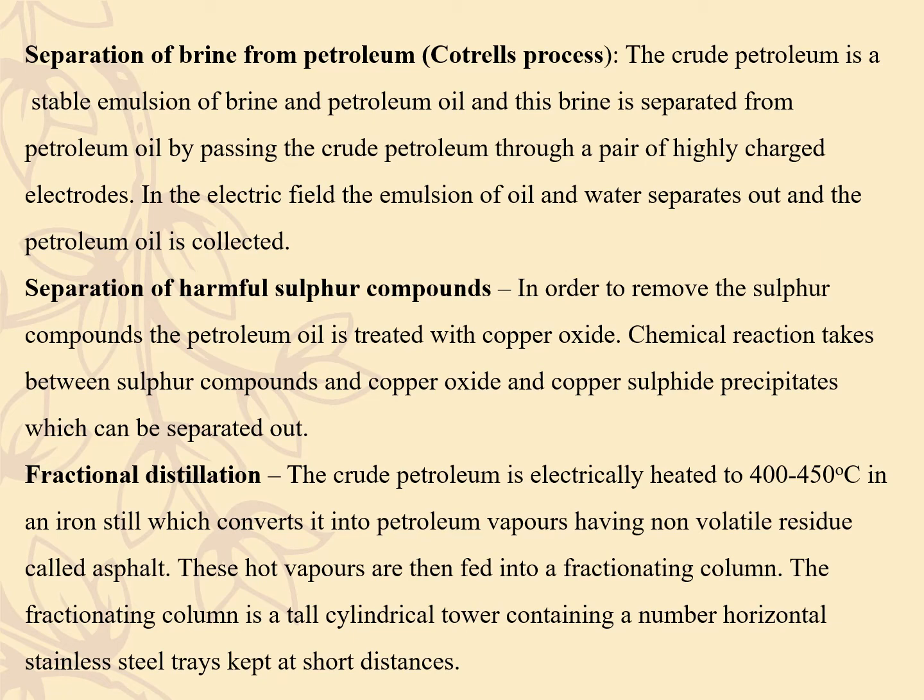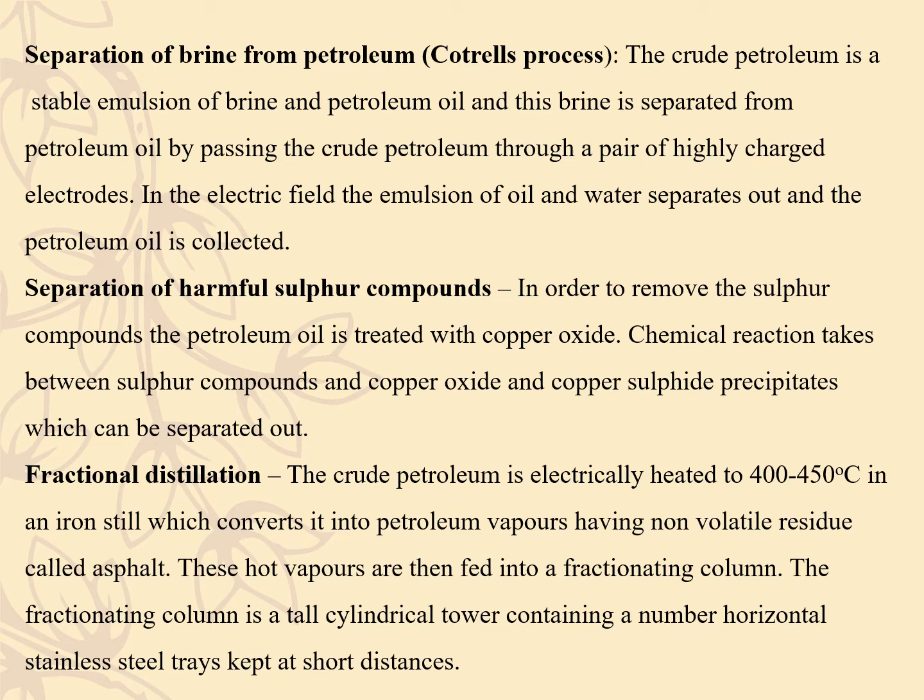The second step is the separation of harmful sulfur compounds. In order to remove the sulfur compounds, the petroleum oil is treated with copper oxide. A chemical reaction takes place between the sulfur compounds and the copper oxide, and hence the compound is converted into copper sulfide, which is precipitated and can be separated out.